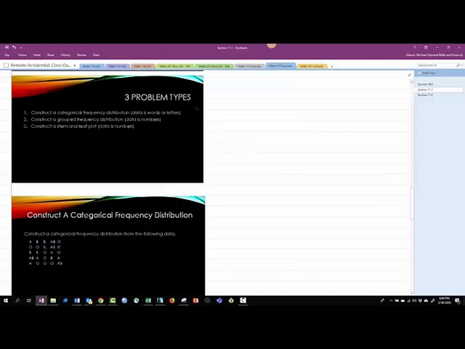All right, so we've got three problem types here. We're going to construct a categorical frequency distribution. In other words, that's a frequency distribution when data is words or letters. We're going to construct a group frequency distribution, and this is the case when data is numbers. This is more complicated because first we have to make our group structure, and then after that we do pretty much the same thing as the first one. And then construct a stem and leaf plot. This is a different type of graph or chart, and in this case, data will be numerical as well.